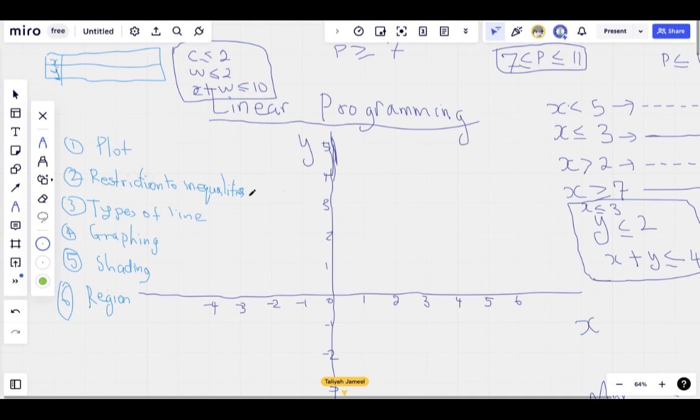Number 2 is to know how to change your restrictions to inequality. Number 3 is the type of line you use. Number 4 is graphing after you know your line, the shading, and then the region. Define the region which satisfies all the inequalities. So now let's take a look at these last 3 we have here.